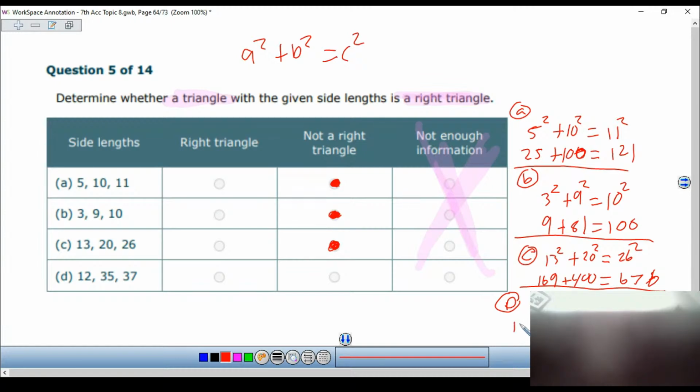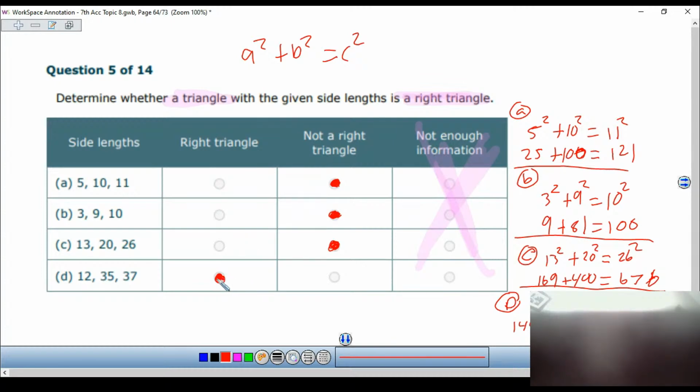12 squared is 144. 25 squared would be, thought I knew that one. I think I do, but yeah, that's what I thought. 625. Oh, that's 35? Oh, no wonder. 1,225. Now, if I add those together, I get 1,369, so that is a right triangle.